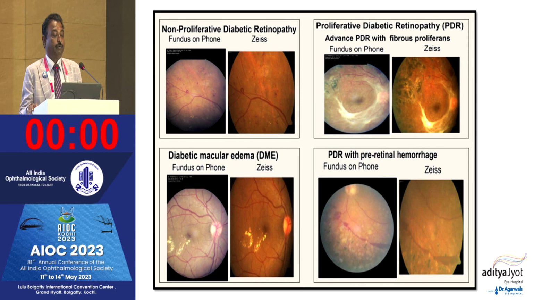So this is the fundus on phone compared with the Zeiss camera, and cost-wise it is cheaper. I am actually trying to do this in Africa and also South America. But first, I want to do the entire stretch from Kashmir to Kanyakumari and Arunachal Pradesh to Kutch.